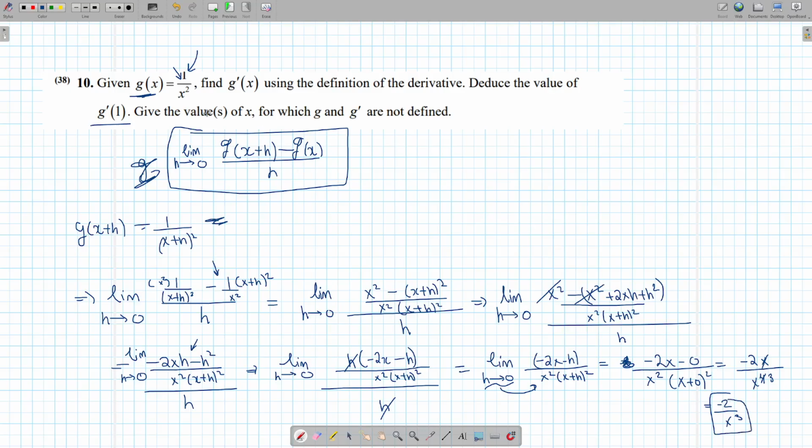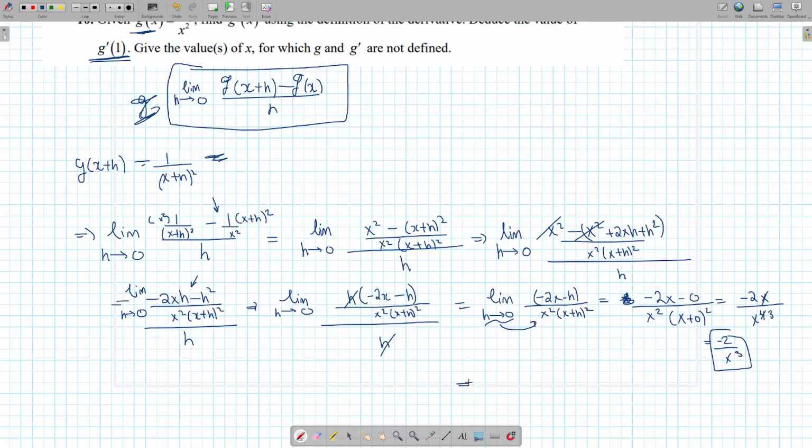This is how you find the derivative. They're saying g prime of 1. So what do you substitute? 1. So you have to go minus 2 over 1. So the answer is minus 2.